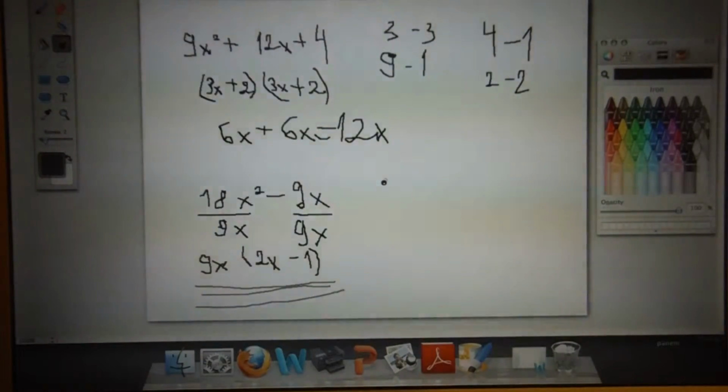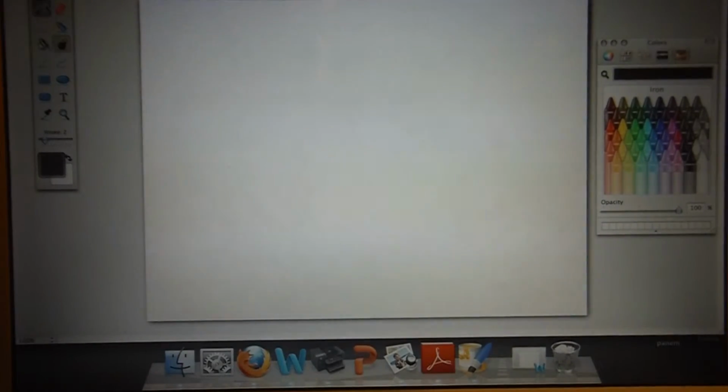Let's clear this out. Now let's look at this problem. Ten x squared plus 3x plus 5.